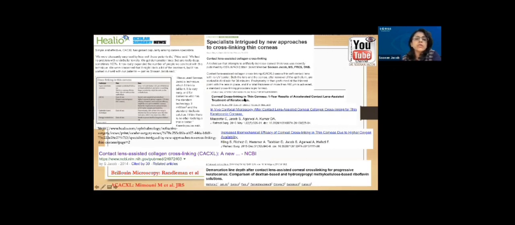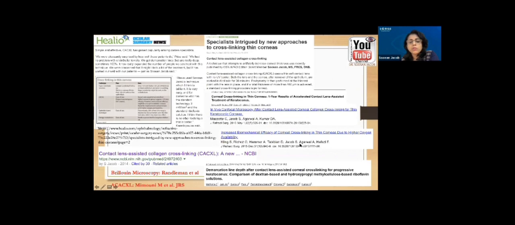CACXL, I'm happy to say, has also become a technique that has become very popular around the world. These are just some other papers. Francis Price, who's doing it, John Kanellopoulos. There's been a study by Brad Randleman, the editor of JRS, on the effect on Brown microscopy used to study the effect of CACXL. Mimouni et al., again in Journal of Refractive Surgery, on accelerated CACXL and their experience with it. We've had a couple of studies from India, other centers, not ours, very respected academic centers, who have now published their results with contact lens assisted collagen cross-linking, and they've compared dextran based riboflavin versus HPMC based riboflavin.